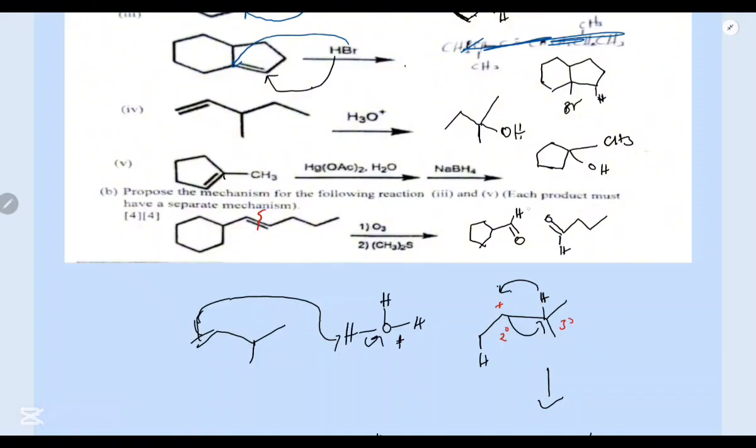But if you have a terminal alkene, you are going to form two different products, an aldehyde and a ketone. But in this case, we are going to have two aldehydes because it is an internal alkene. We are going to explain this process and the oxidative cleavage in our next video.